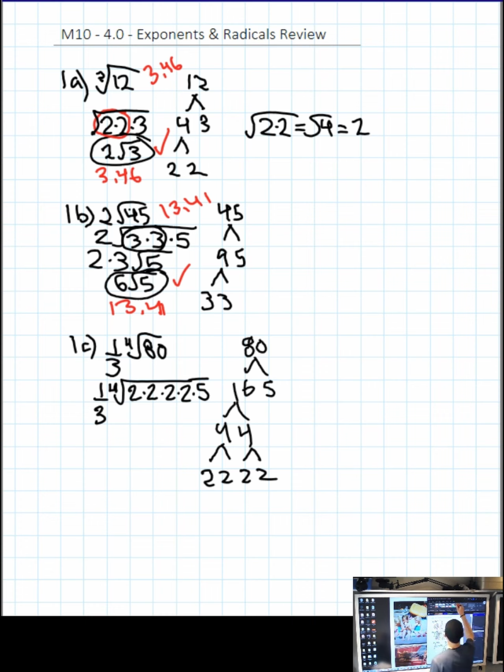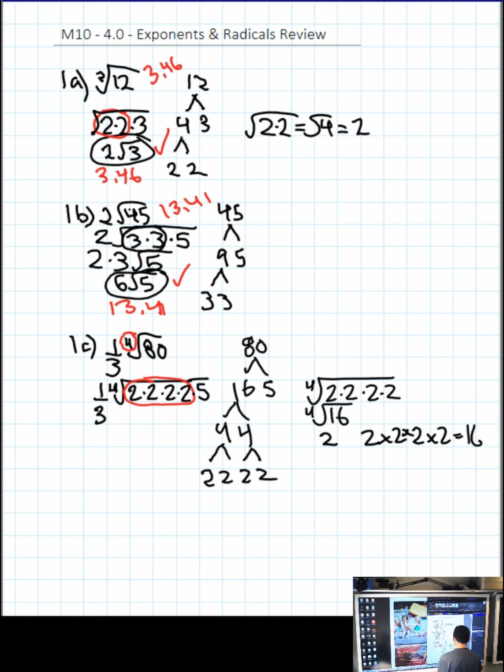Now this time, because we have a 4th root, we are looking for 4 identical objects. And the 4th root of 2 times 2 times 2 times 2 is the 4th root of 16, and the 4th root of 16 is simply 2, because 2 times 2 times 2 times 2 equals 16. So we can simply take that 2 out, so we have 1/3 times 2 times the 4th root of 5.